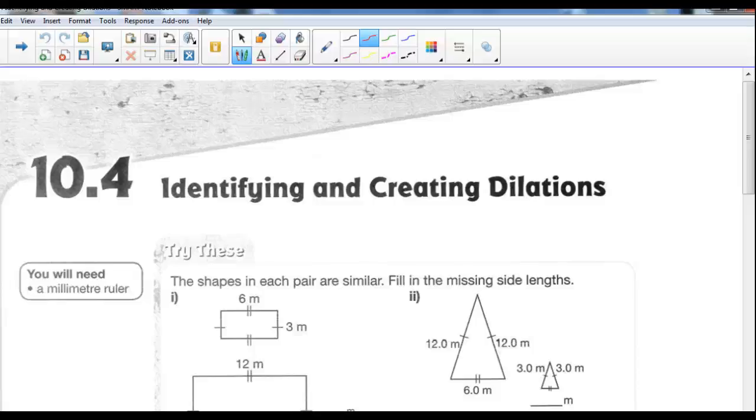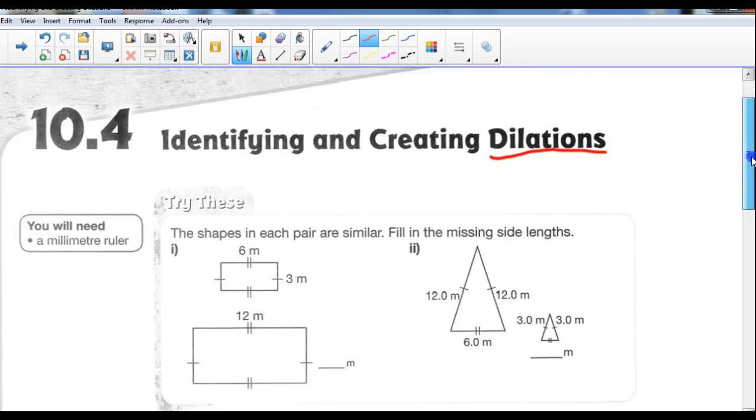Okay, this is 10.4 and we're going to be talking about a transformation known as a dilation. When you think about the word dilation, you could think about the pupils of your eye. When bright light shines in them, your pupils dilate, they go from big to small. Or when you're in the dark, they might go from small to big, so they can get bigger and smaller. The only thing is we're going to be talking about a scale factor.